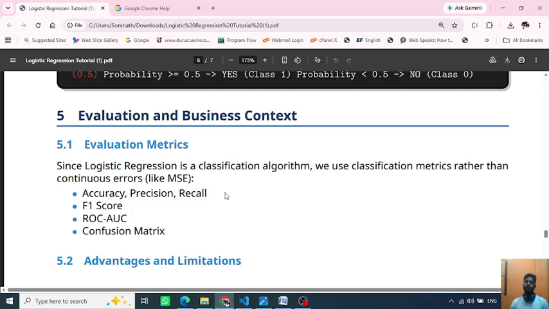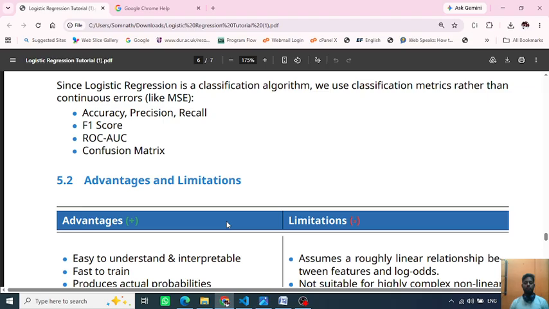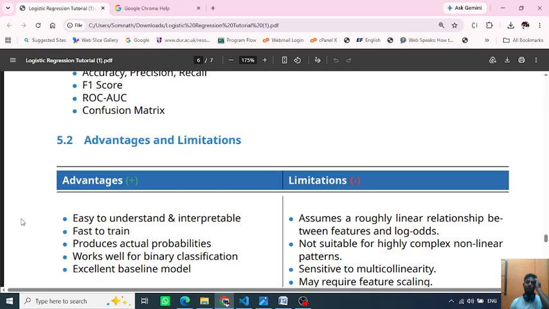So logistic regression is a classical algorithm. We use classification metrics rather than continuous error like MSE. Okay, we use accuracy, precision, recall, F1 score, confusion matrix, ROC, AUC. Don't worry, I will discuss all these things in the next tutorial. Okay, and now coming to the advantages and limitations.